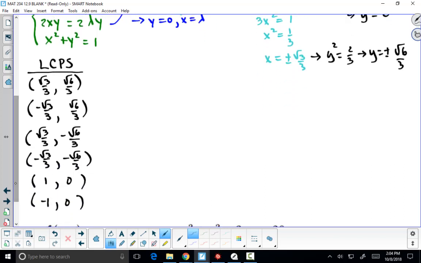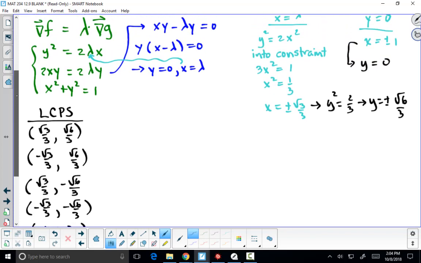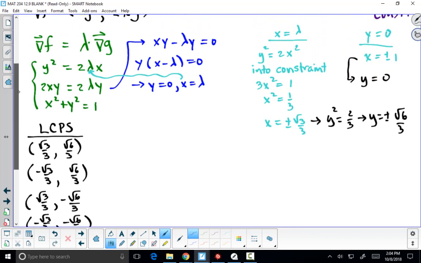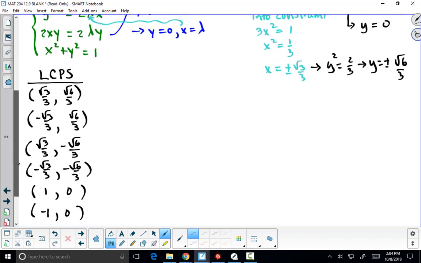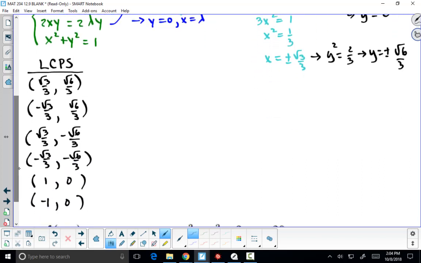All right. Are there any other critical points? Nope, we took care of everything. We had two possible cases. y equals 0 led to x equals plus or minus 1. x equals lambda back into the first equation led to those ones. So we have 6 Lagrange critical points.